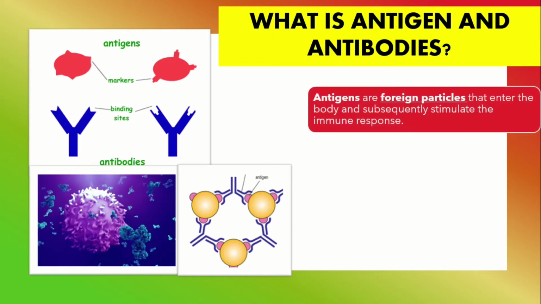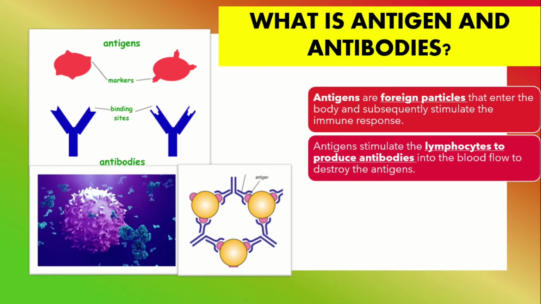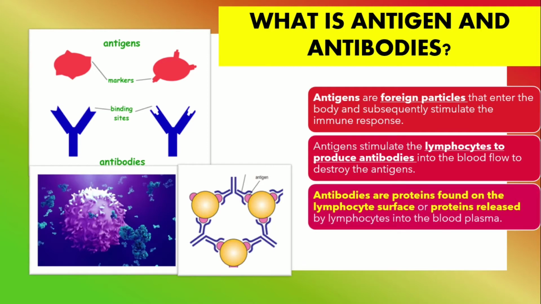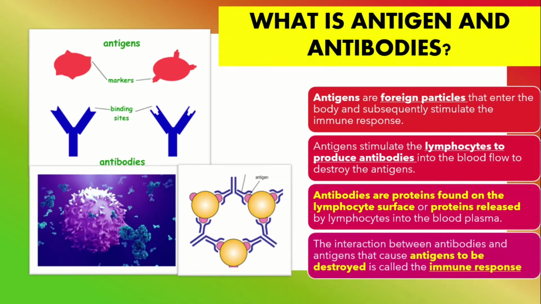So, what are antigens and antibodies? Antigens are foreign particles that enter the human body and stimulate the immune response. Antigens will stimulate the lymphocyte, which is a type of white blood cell, to produce antibodies. Then the antibodies will flow in the blood and destroy the antigen. The antibodies are proteins found on the lymphocyte surface or proteins released by the lymphocyte into the blood plasma. The interaction between antibodies and antigen that causes the antigen to be destroyed is called the immune response.